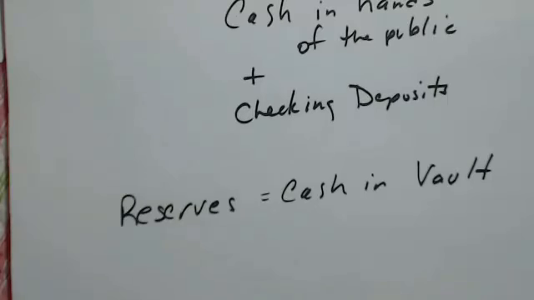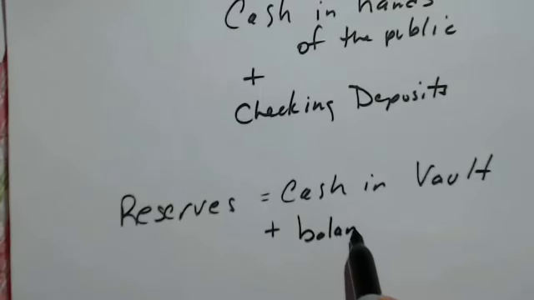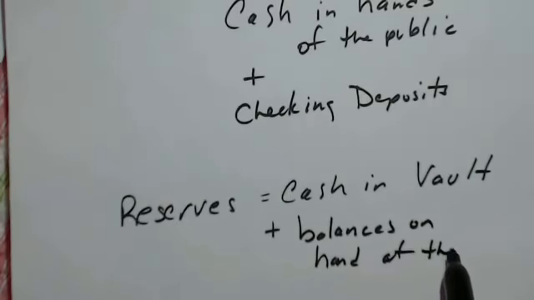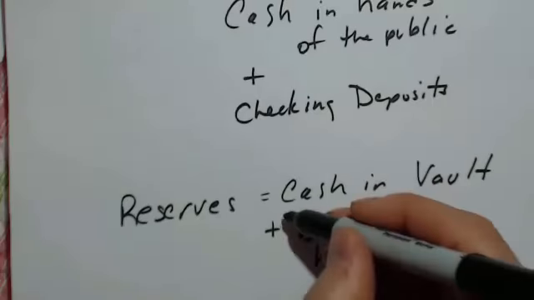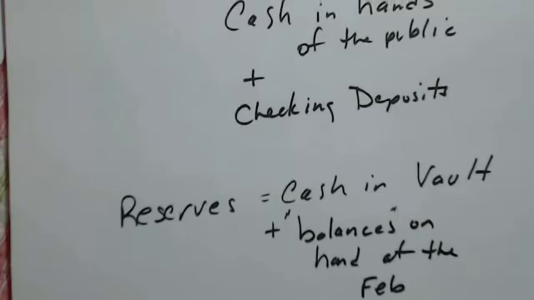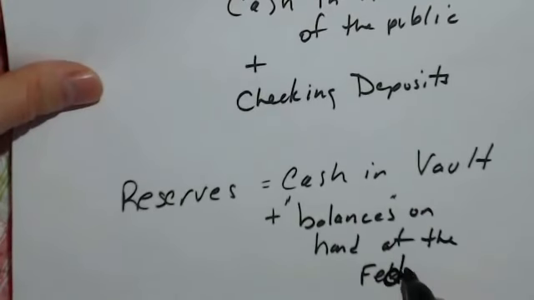So the Fed sets reserve requirements that banks need to maintain. And so reserves are cash in the vault plus balances on hand at the Fed. And I should put balances on hand at the Fed because that's a somewhat even more abstract term, which will become more clear as we go along. Now, like I said, the Fed sets up at the Fed, not Feb, the Fed.